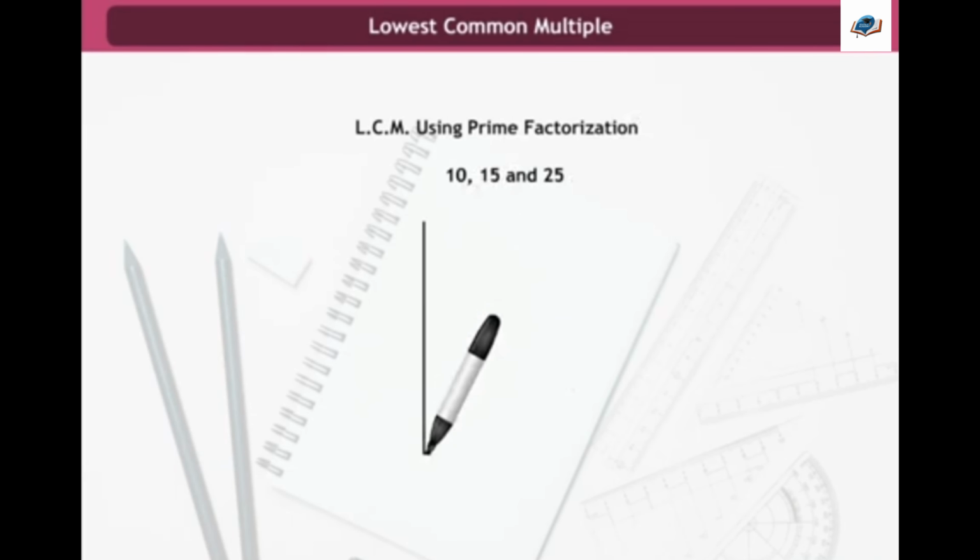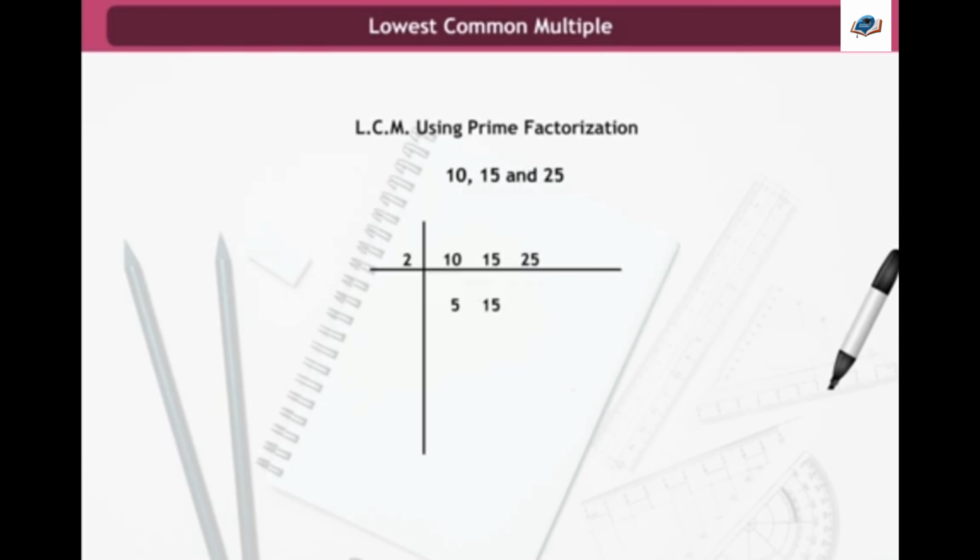As in the case of HCF, we can also use prime factorization to find the LCM. Take the numbers 10, 15 and 25. We start by taking the smallest prime number, that is 2. Now we know that 2 divides 10, so we write 5 below 10. As 15 and 25 are not divisible by 2, we leave 15 and 25 as it is.